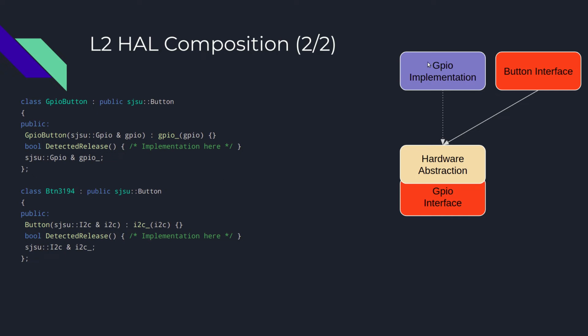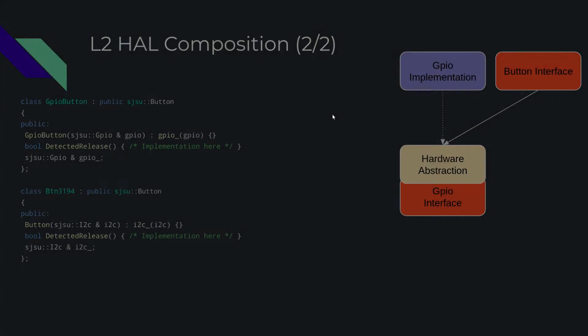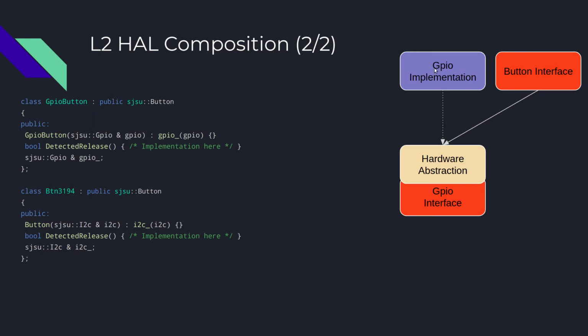Then all you have to do here is pass in a GPIO implementation. All you do now is pass in some implementation of GPIO, and it should do the thing. This would be specifically for the GPIO button example. If this was the BTN 3194, then you'd have to pass in an I2C object. This one would change to I2C, this one would change to I2C, and this one would still be inheriting the button interface.